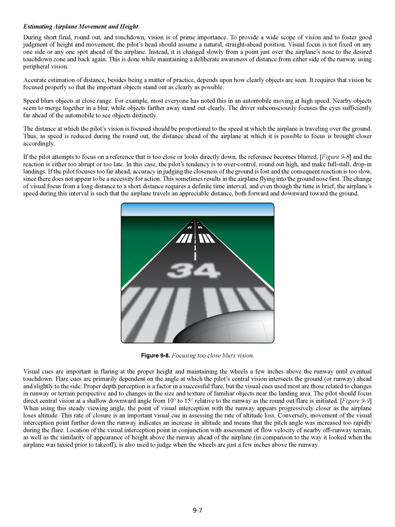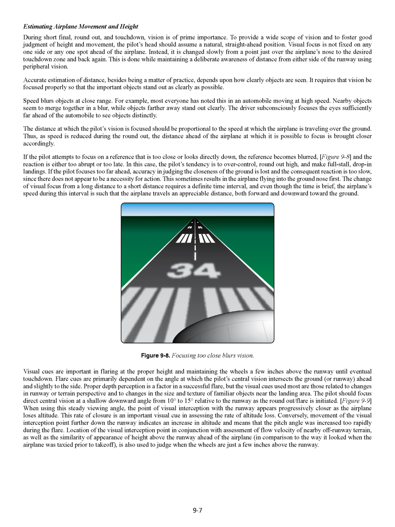Proper depth perception is a factor in a successful flare, but the visual cues used most are those related to changes in runway or terrain perspective and to changes in the size and texture of familiar objects near the landing area. The pilot should focus direct central vision at a shallow downward angle from 10 degrees to 15 degrees relative to the runway as the round-out/flare is initiated. When using this steady viewing angle, the point of visual interception with the runway appears progressively closer as the airplane loses altitude. This rate of closure is an important visual cue in assessing the rate of altitude loss. Conversely, movement of the visual interception point further down the runway indicates an increase in altitude and means that the pitch angle was increased too rapidly during the flare.